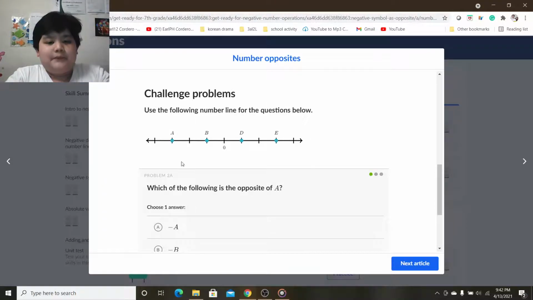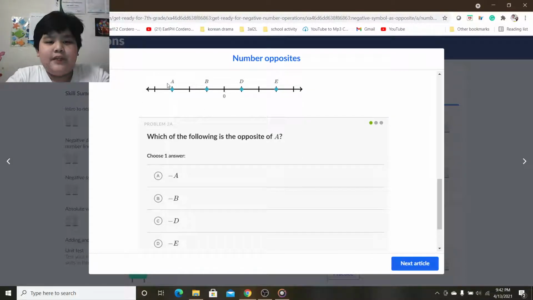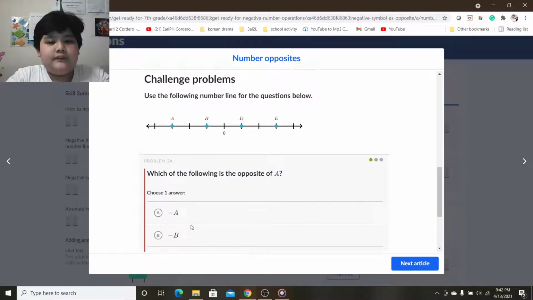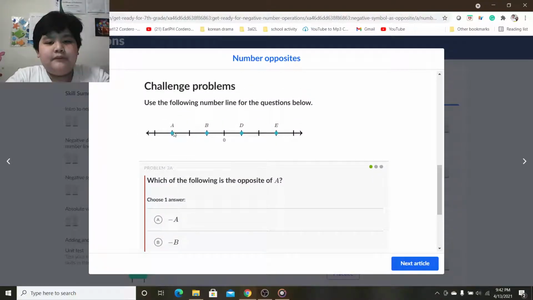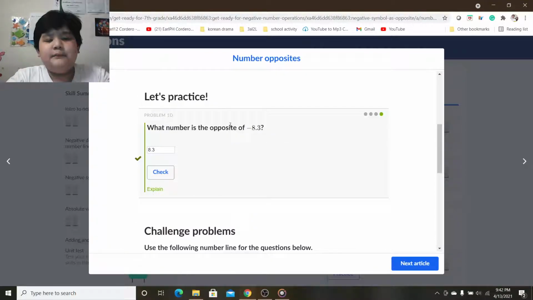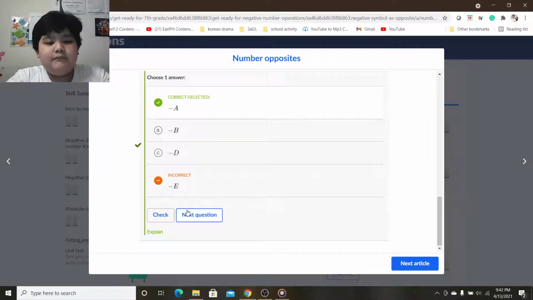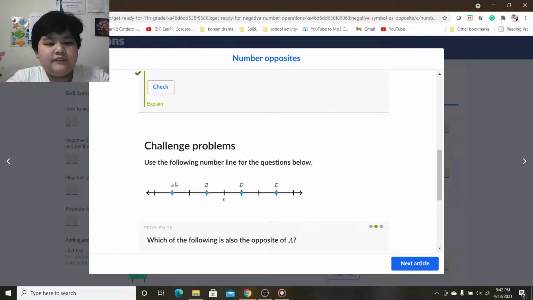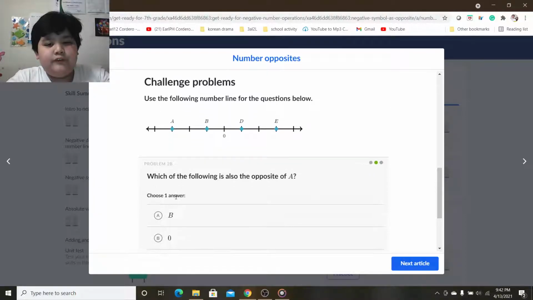Challenge problems. What is the opposite of A? Hmm. Opposite of A. Is it not E? Oh wait, negative A. It's the opposite on the number line. Opposite of A. That's 1.5. Negative 1.5.